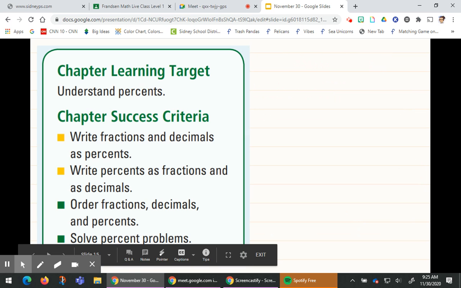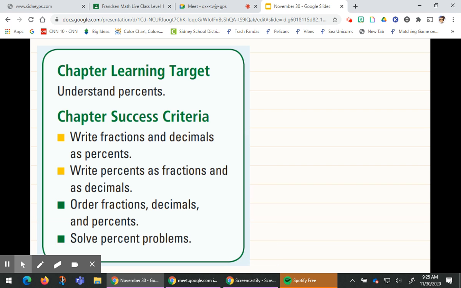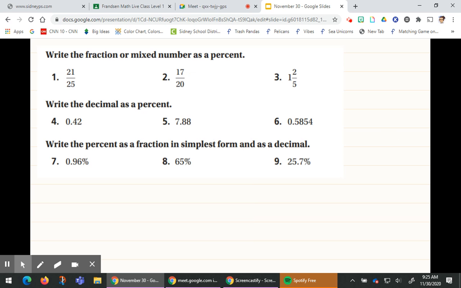Okay. So we've talked about writing fractions as decimals and percents. We've talked about writing percents and fractions back as decimals again. Then we need to think about ordering decimals and percents and solving percent problems, and we'll be ready to go. Okay? So now is when I'd like you to go ahead and get ready to start working on those practice problems. Okay, we're doing them all together today.